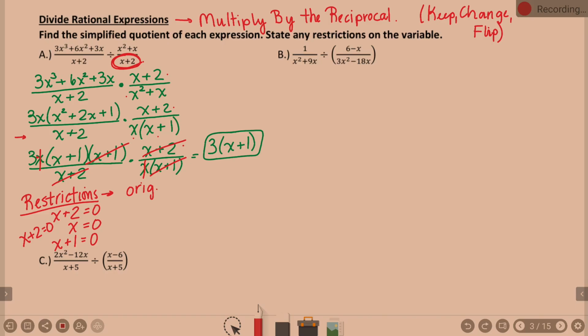So what I will tell you is any original or new denominator has to be set equal to 0. Okay? So any original or new denominator.